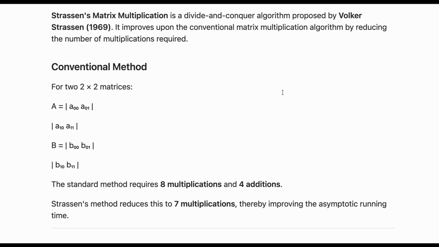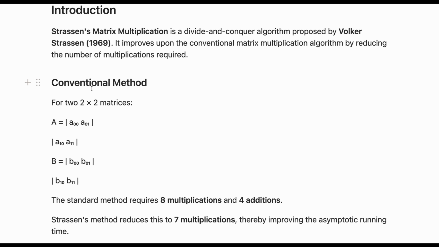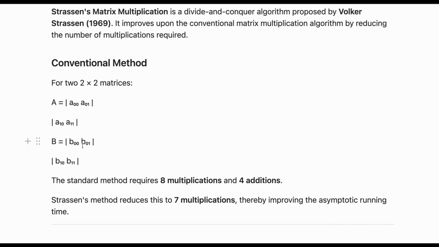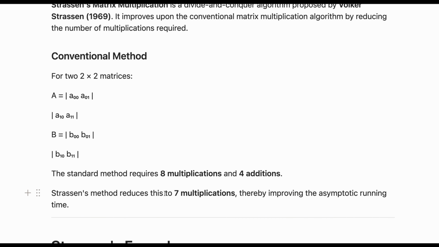Here we will easily understand what this means. In the conventional method, firstly, for 2 by 2 matrices, A is equal to A00, A01, A10 and A11, and B is equal to B00, B01, B10 and B11. The standard method requires 8 multiplications and 4 additions. Strassen's method reduces this to only 7 multiplications, thereby improving the asymptotic running time. Because of this, our work gets easier.